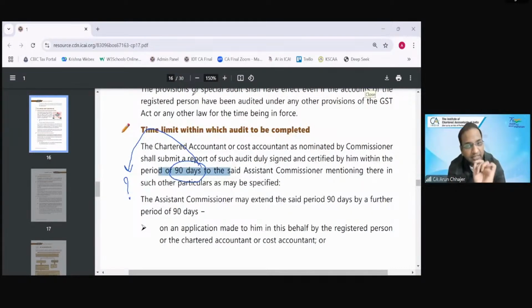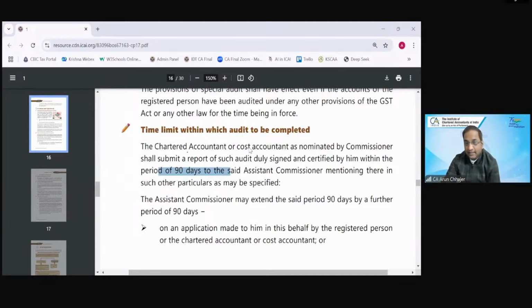We have talked about this 90 days at one more place. कहाँ पे बात की थी हमने? In this chapter only. I'm talking about this chapter only. Provisional assessment. Very nice, beta.